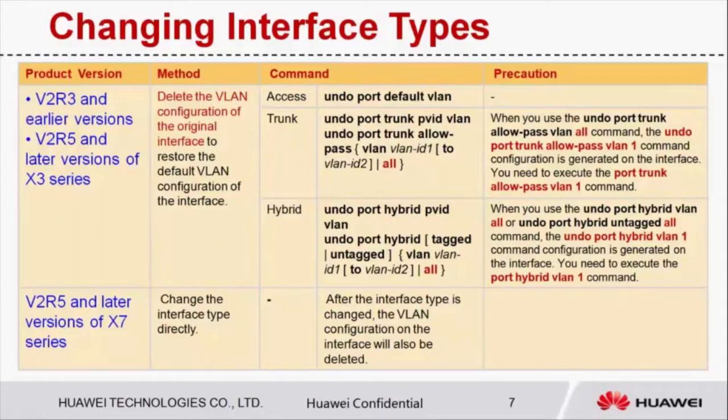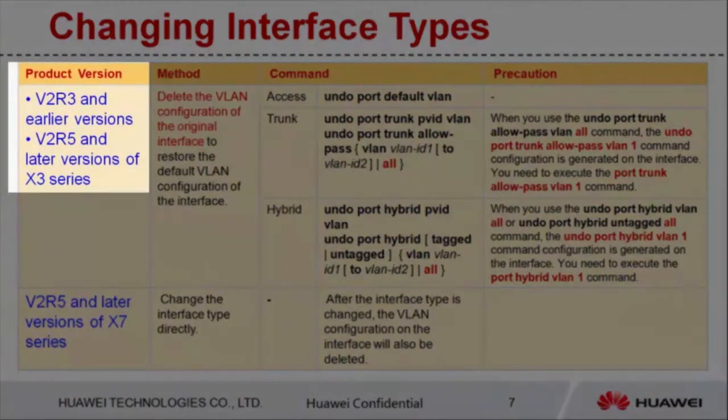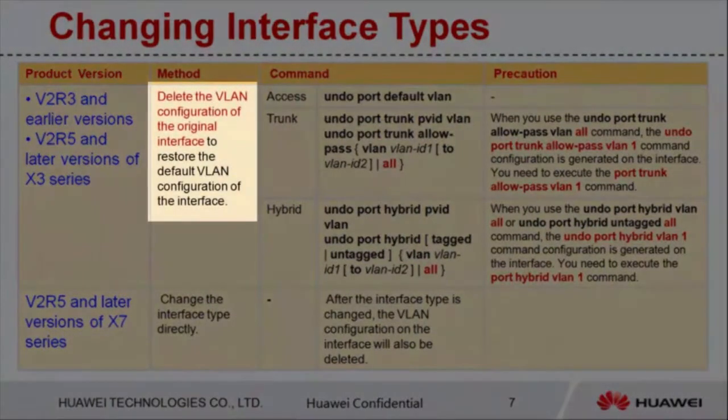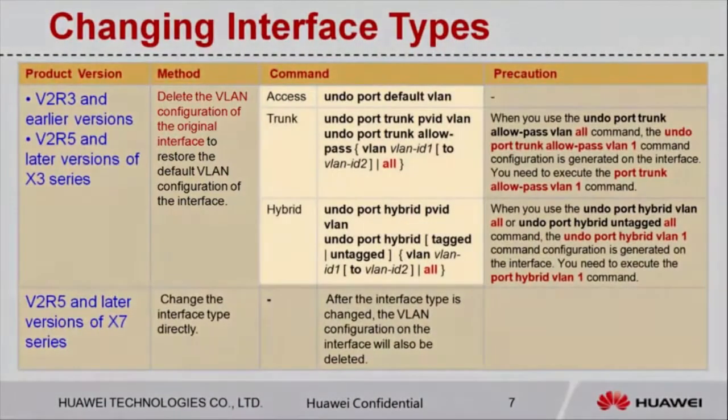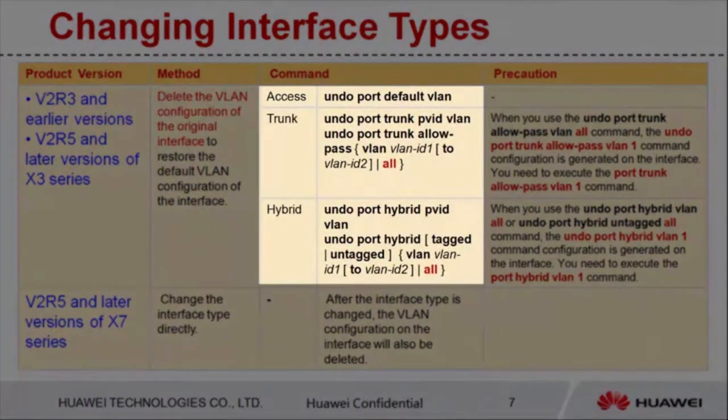There are different methods for different versions. For S V2R3 and earlier versions, and V2R5 and later versions of the X3 series, delete the VLAN configuration of the original interface to restore the default VLAN configuration of the interface. Deletion commands are different depending on the interface type.